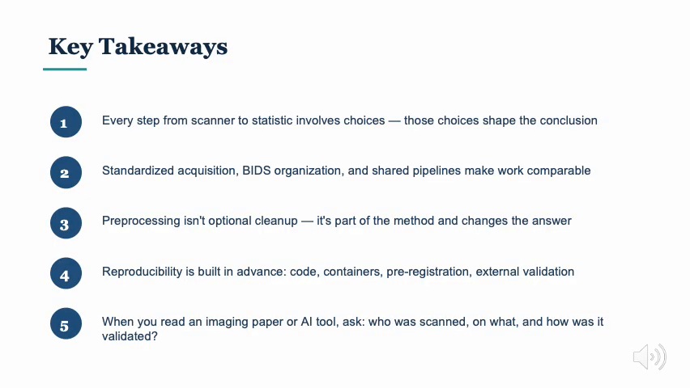Review with 5 takeaways. First, every step from scanner to statistic involves choices, and those choices shape the conclusion. Second, standardized acquisition, BIDS organization, or shared pipelines make work comparable. Third, preprocessing isn't optional cleanup. It's part of the method and it changes the answer. Fourth, reproducibility is built in advance through code, containers, pre-registration, and external validation. And fifth, whenever you read an imaging paper or evaluate an AI tool, ask 3 questions. Who was scanned, on what, and how was it validated?